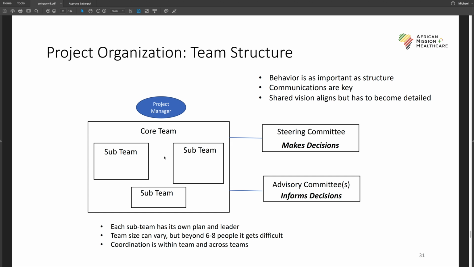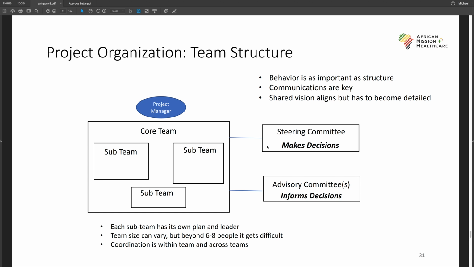Team size, or sub-team size, can vary. I tend to find that sub-teams after 6 or 8 people tend to get difficult to manage, but sometimes you're working with huge project teams where you actually have sub-teams, and the 6 to 8 rule generally works well. Even on projects I've had that have hundreds of people, they're largely clustered into 6 or 8 person sub-teams, and then nested to the extent that it makes sense.